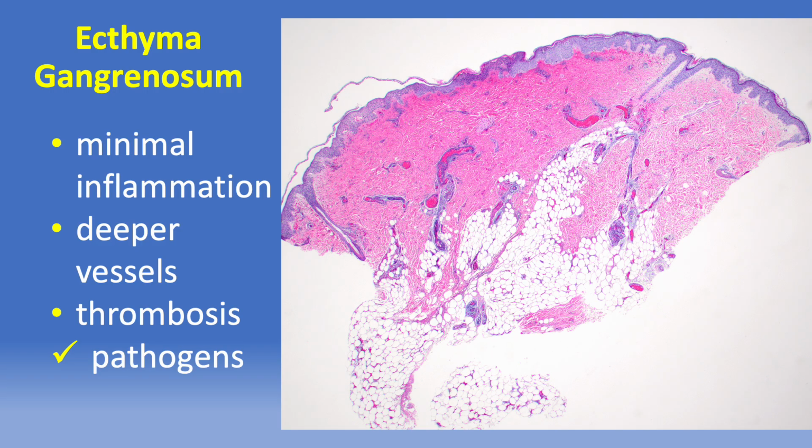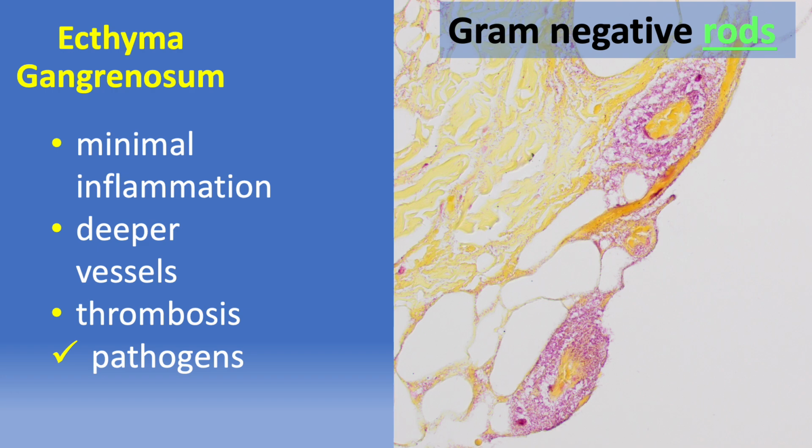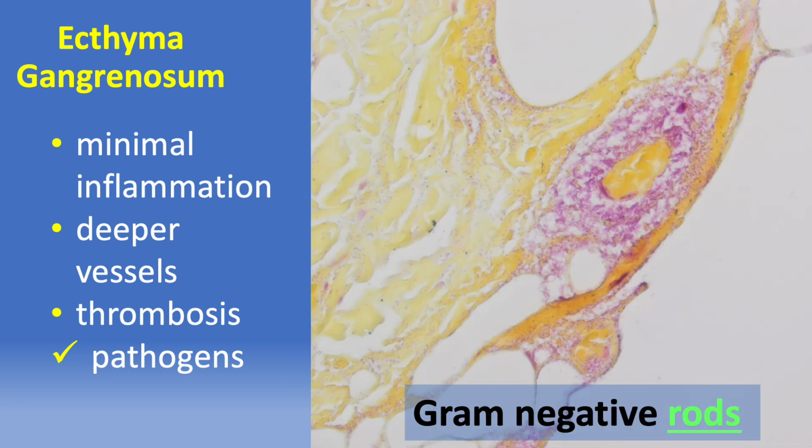Ecthyma gangrenosum refers to septic vasculitis typically involving deeper portions of the dermis and subcutis, and usually involving gram-negative pathogens. The very high number of bacteria will present as a basophilic debris within and around the affected blood vessels, with gram stains typically identifying gram-negative rods, such as Pseudomonas aeruginosa or E. coli.